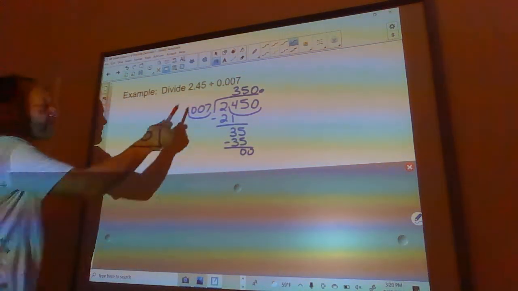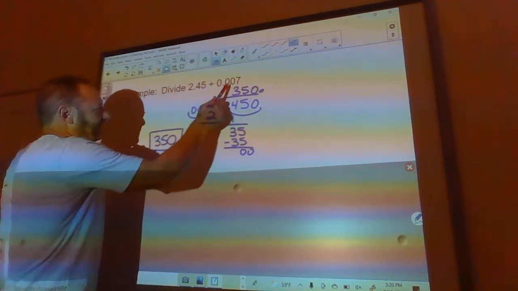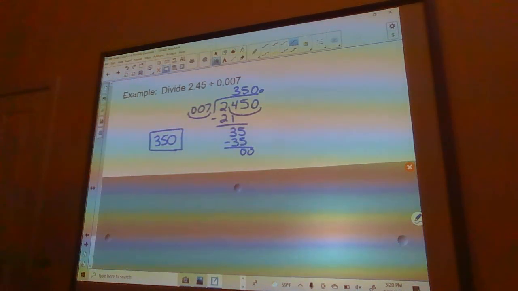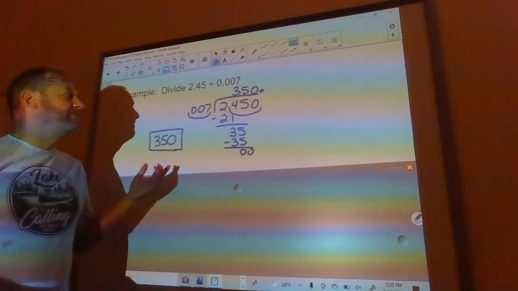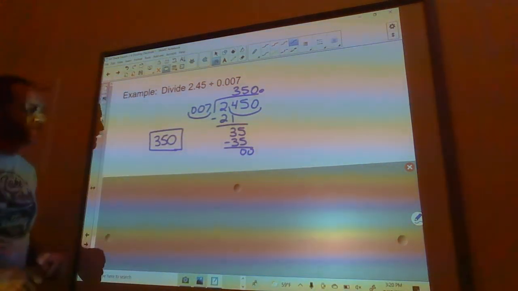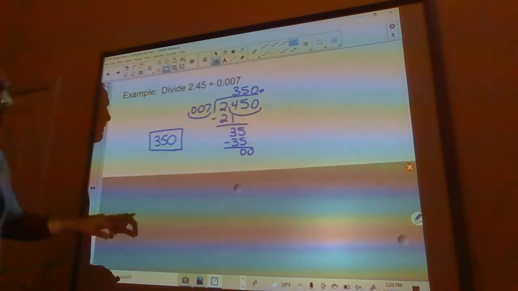So notice this, I took a small number and I divided it by a little tiny number and I got a huge number. A lot of people get confused by that. They think, oh, you can't divide and get a bigger number than you started with, but you can. If your number's less than 1, you're going to get a bigger number.